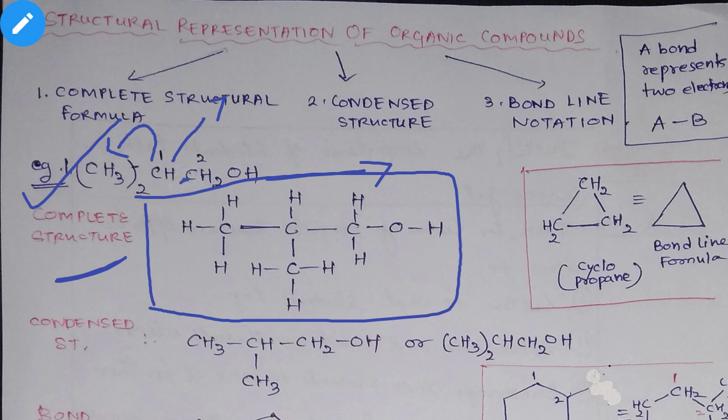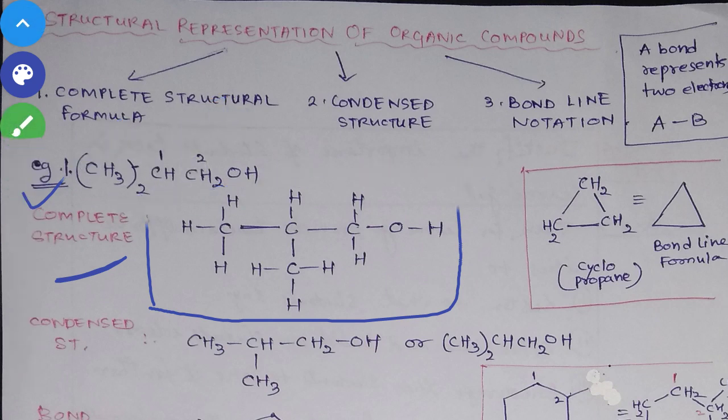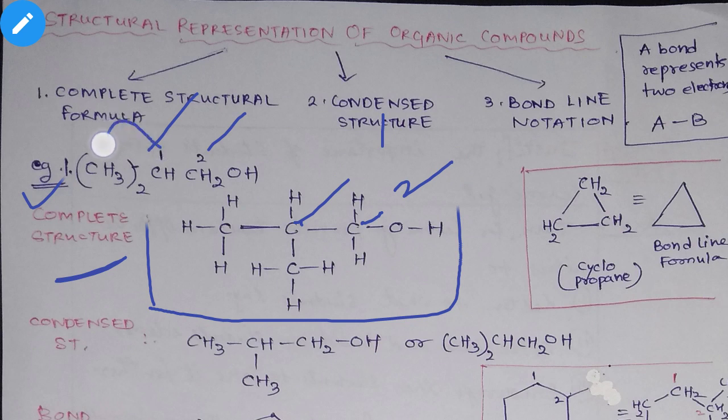So how can I break it? What I'll do, I'll mark first. I have marked it like this, right? This is my carbon number 1 and this is carbon number 2. Only 2 carbons are there in the chain. Like this I will break. You can see this is my carbon number 1 and this is carbon number 2. This is 2 and this is 1. Now with this carbon number 1, 2 CH3 groups are present.